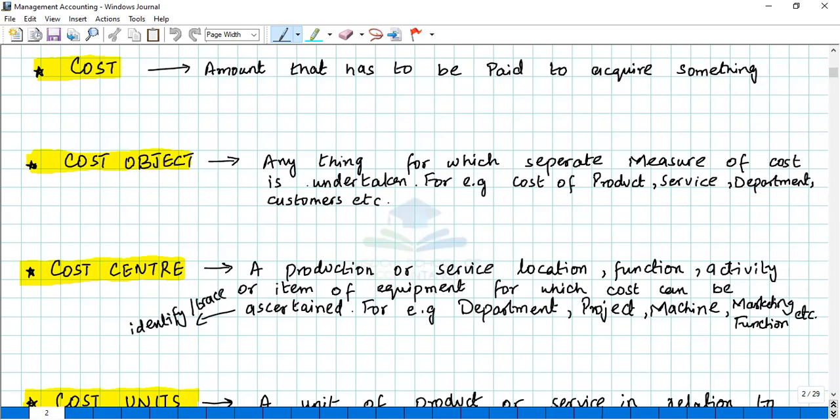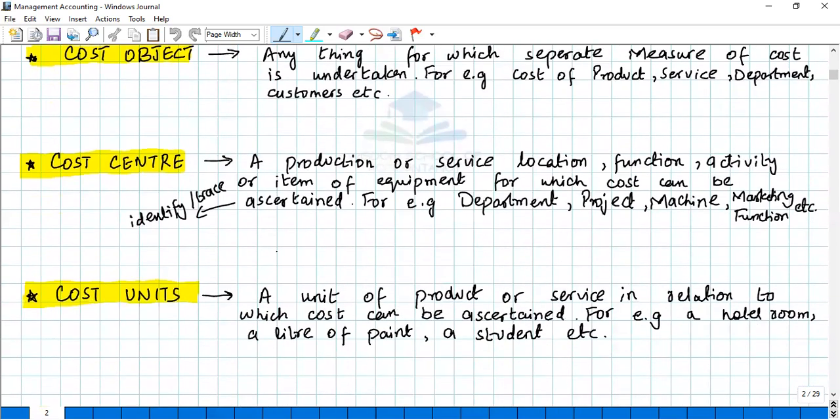For example, you are trying to find out the cost of departments of a company. So that department will be your cost object. Similarly, if you are trying to identify what is the cost of a customer, what are the costs that you are bearing in relation to the customers, then the customer is also the cost object for you. So anything for which management is trying to compile or calculate the cost is known as cost object.